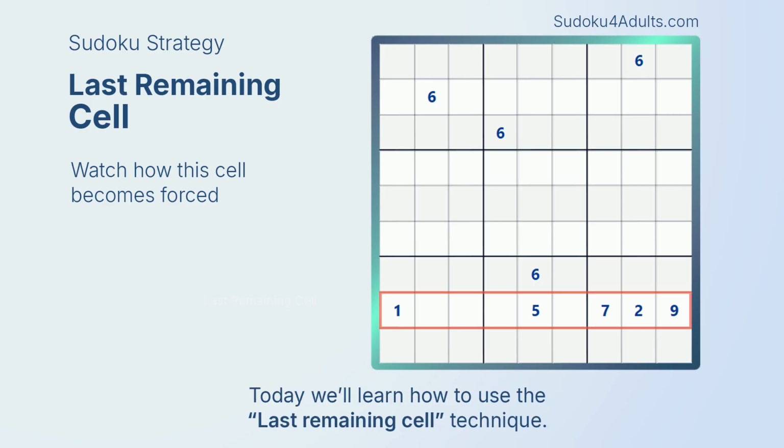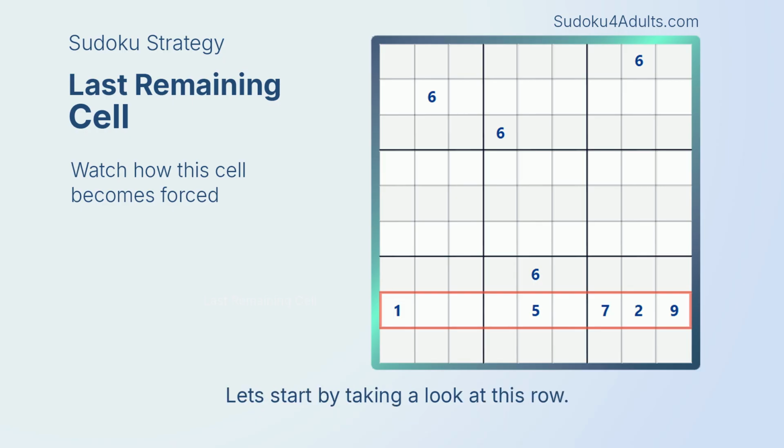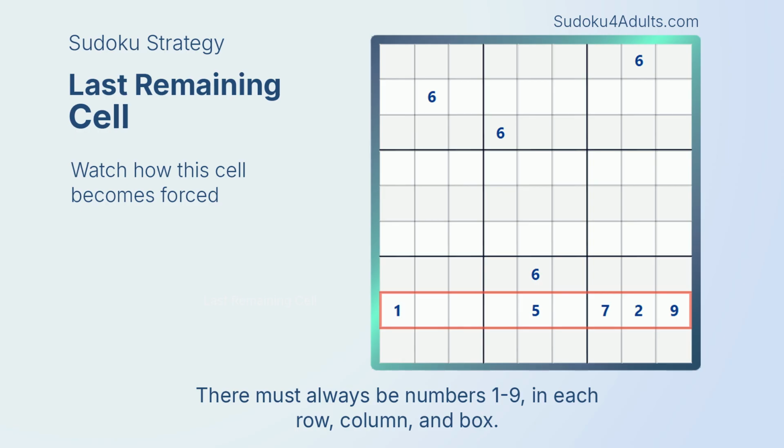Today, we'll learn how to use the last remaining cell technique. Let's start by taking a look at this row. There must always be numbers 1 through 9 in each row, in each column, and in each box.